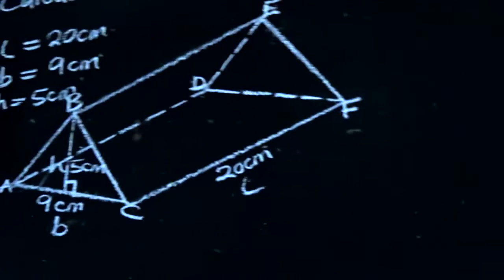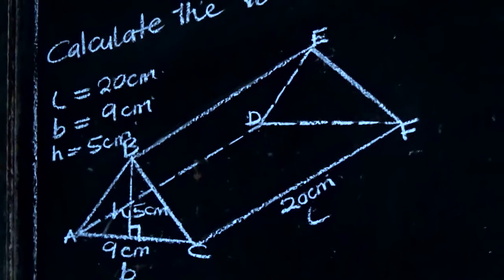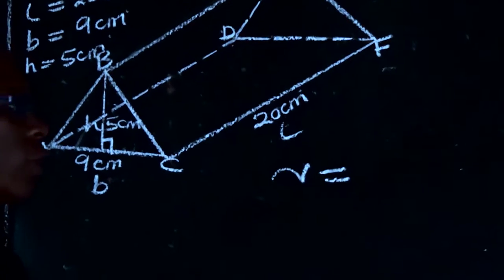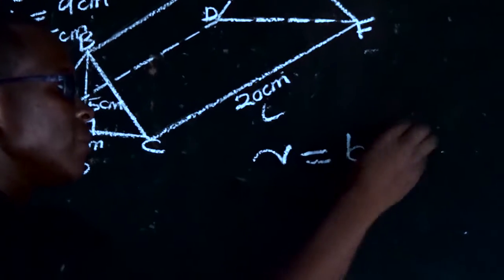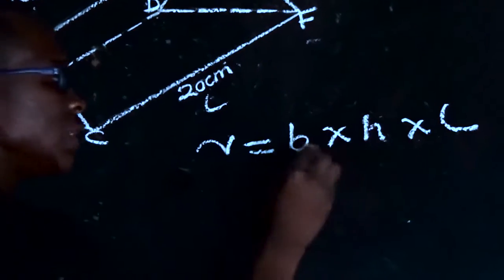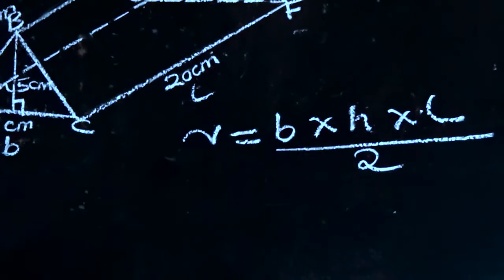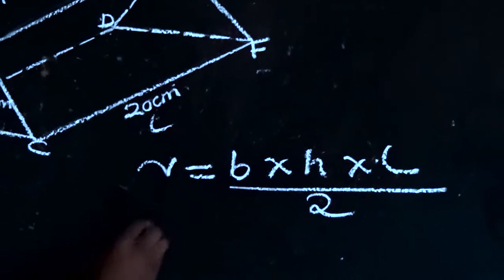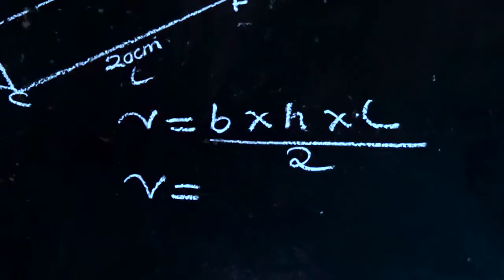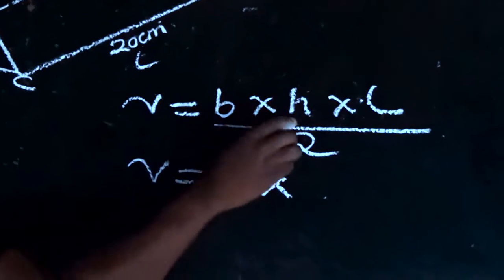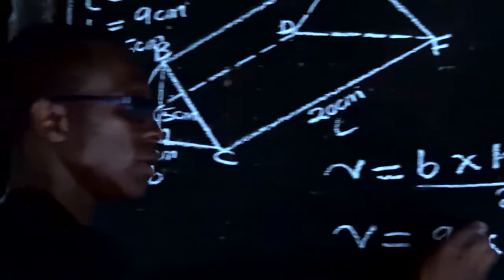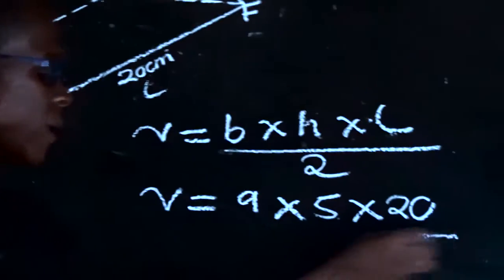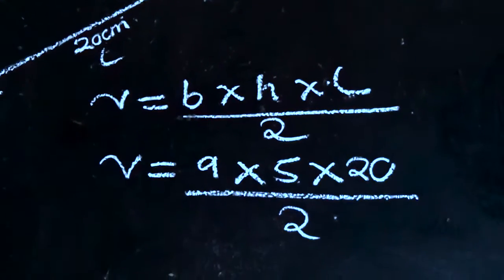So these are the only 3 dimensions we are going to use to find the volume. Right? Now the volume of a triangular prism is given by volume is equal to B times H times L divided by 2. This is the formula we use. So volume is equal to 9, our B, multiplied by 5, our H, multiplied by 20, our L, divided by 2. Are we together, people? Yes.